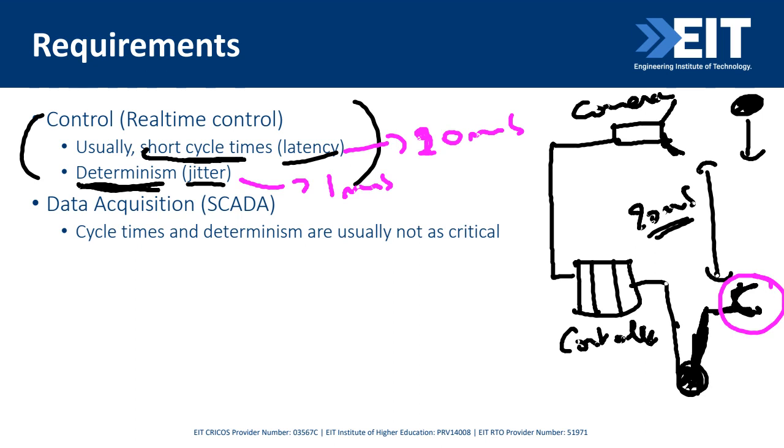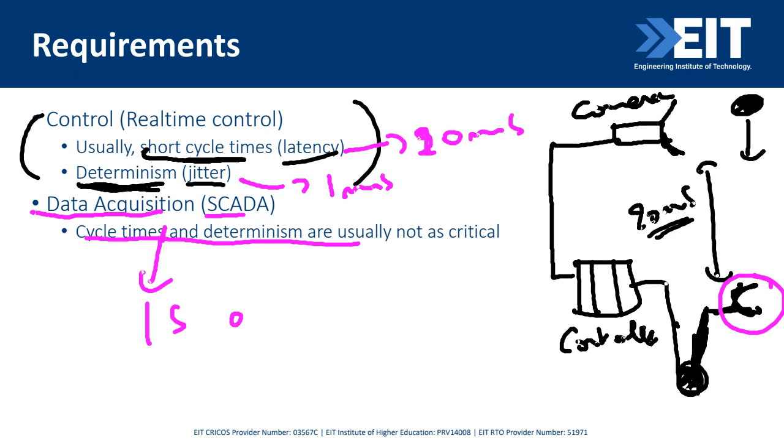In other types of applications, like in data acquisition, what's called SCADA, supervisory control and data acquisition, cycle time and determinism are not as critical. Your objective is to collect information from a remote station. Like you have tanks in a remote location, you want to constantly get a measure of their level. It doesn't have to be every 20 milliseconds. And determinism is not as important. So in these applications, cycle times of 1 second is okay. Determinism is not very important, but I need always to get access to this.